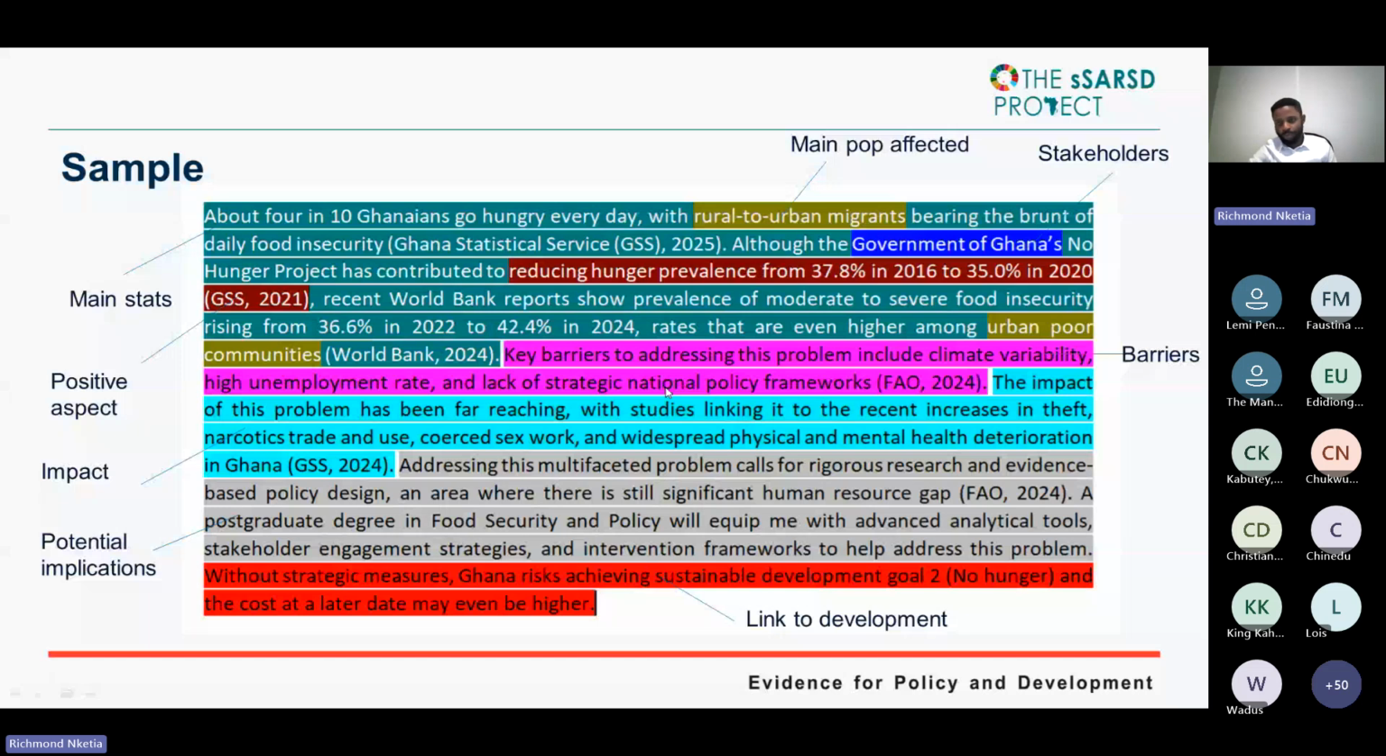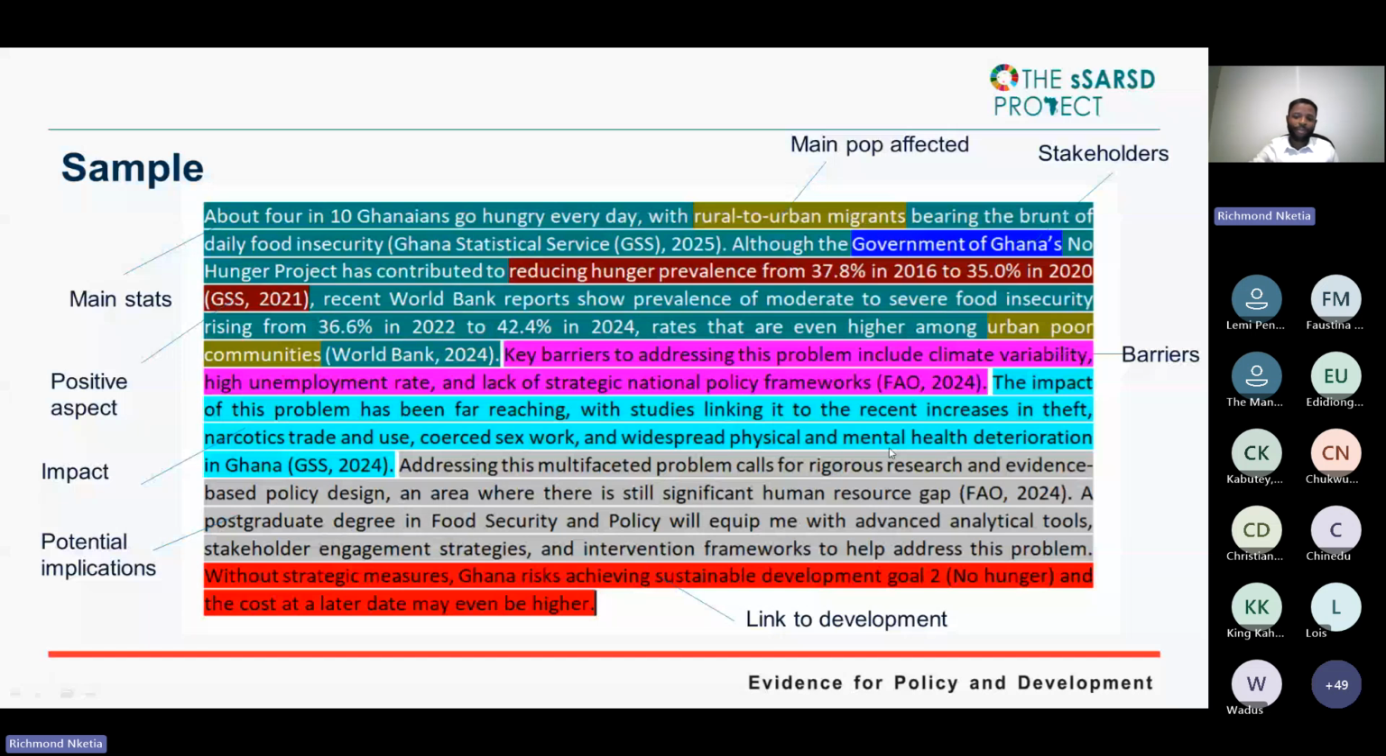So what has this problem caused? The impact has been far-reaching, and recent studies have linked the recent increases in theft, narcotic trade and use, and sex work, and widespread physical and mental health issues in Ghana to hunger and food insecurity. So how are you going to address it? Addressing this would need a multifaceted, multi-sectorial partnership, which will call for both rigorous research and evidence-based policy design.